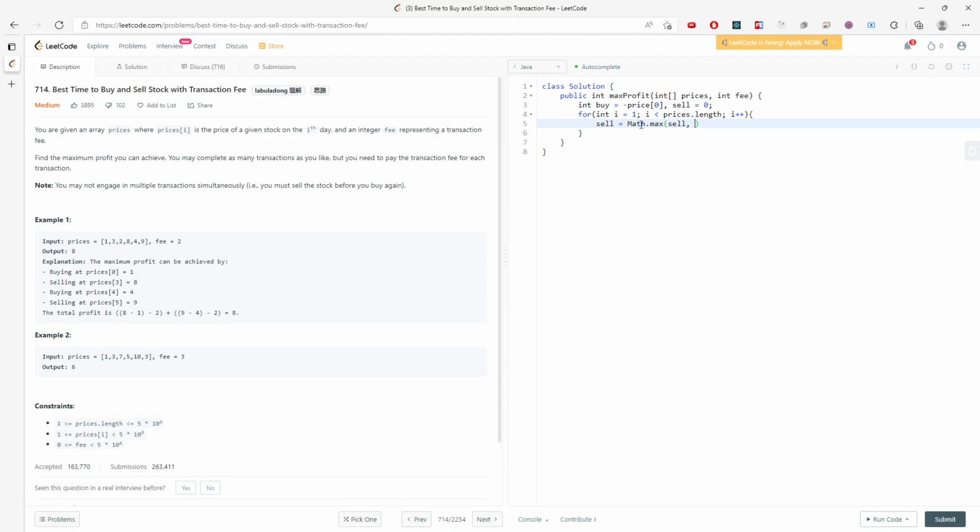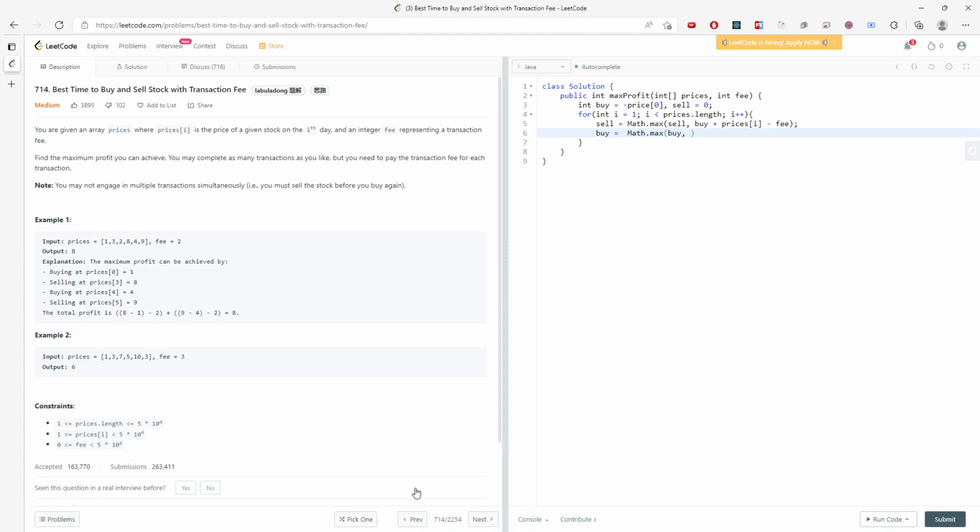And what should I compare? Just give it a try. You want to say, okay, this is my buy, and my buy is a negative value. And I also need to calculate the current price for this date, and also deduct the fee. So if this is working, then I would update myself. If this is not working, I'm going to update my buy, because maybe there's a better price.